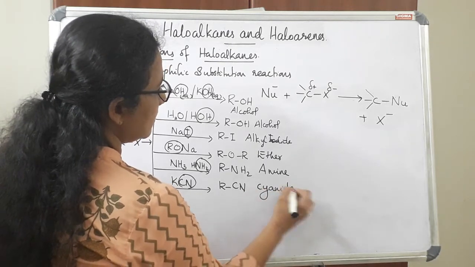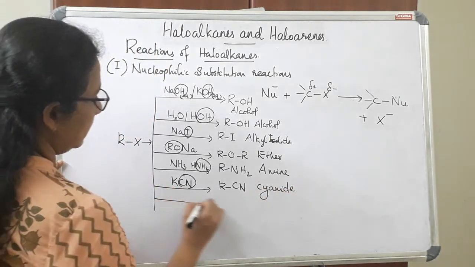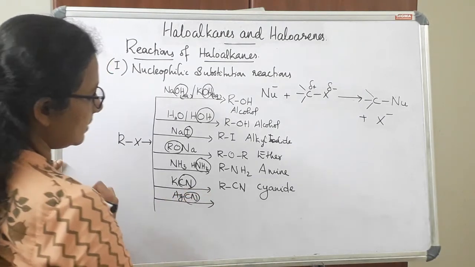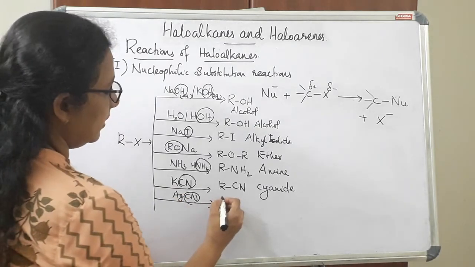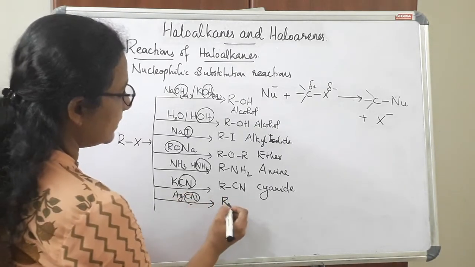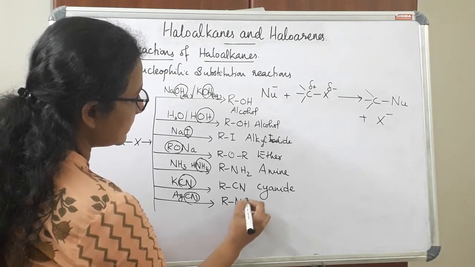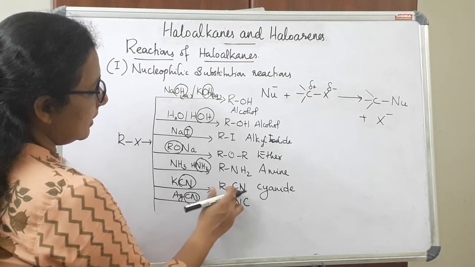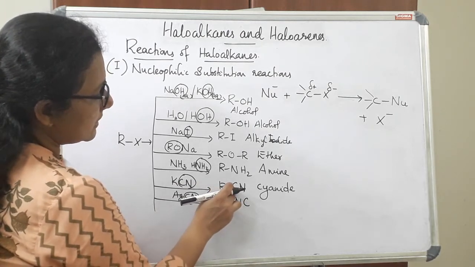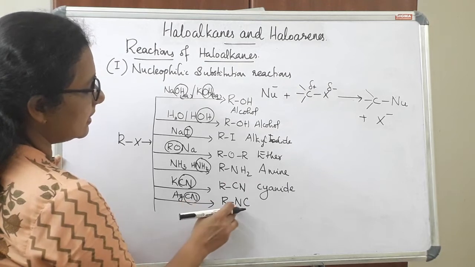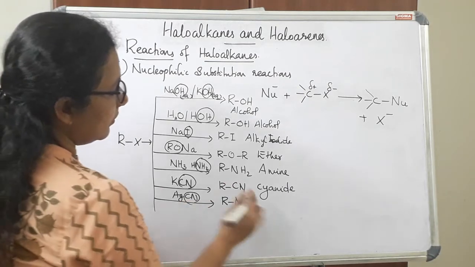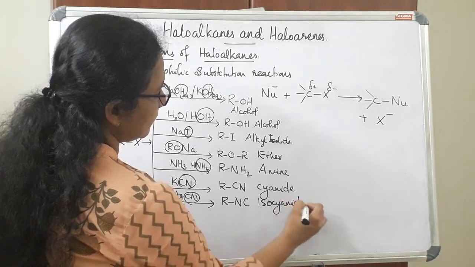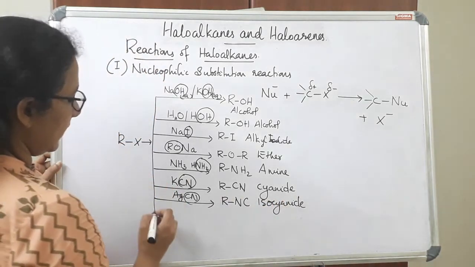So this is alkyl cyanide. Then when AgCN is used, this is also CN. CN is the nucleophilic part, but the linkage is different in this case. This will be RNC. Here in the case of KCN, it is linked through carbon, and in this case it is linked through nitrogen. So here we will get isocyanide. So the product is isocyanide.